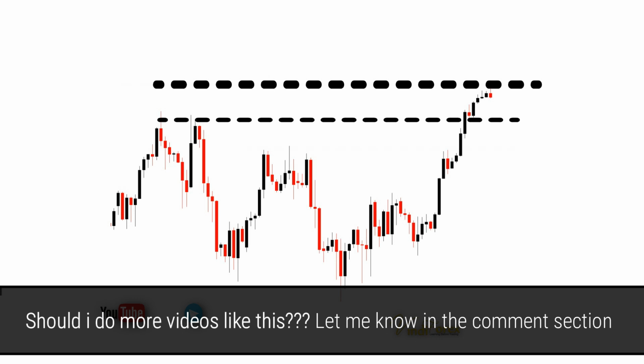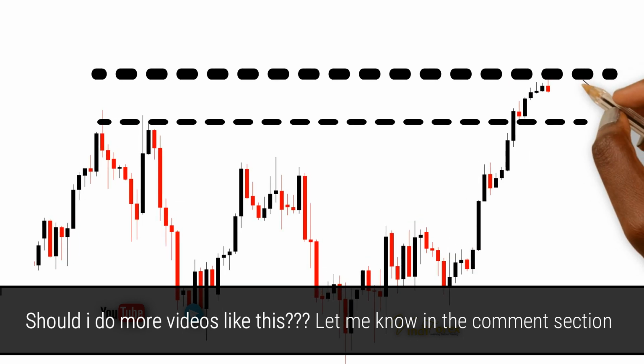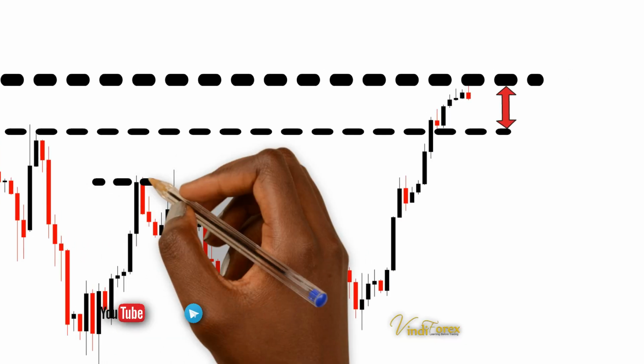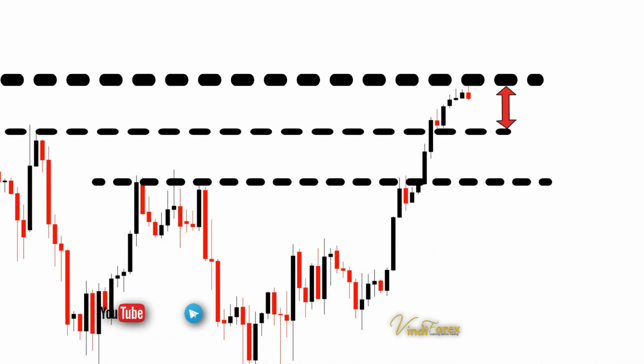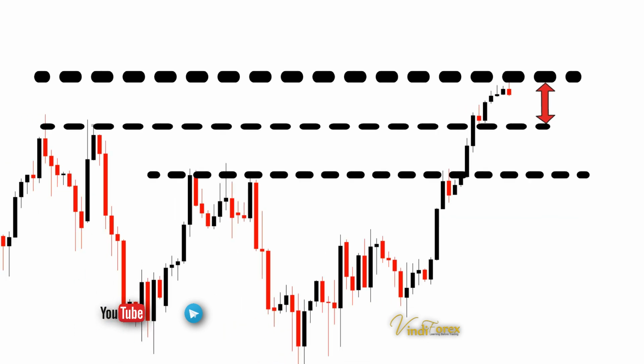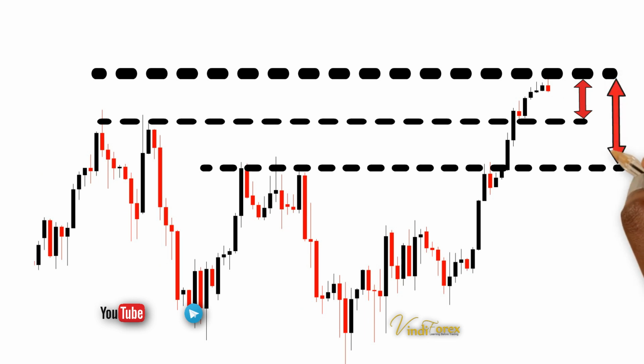Let's add the distance between. As you can see, these are much tighter, so this structure is gonna make more sense when you're trading 15 minutes, 30 minutes time frame. All right, let me add the other one, which was here. So these are the main three levels that you can pay attention to.